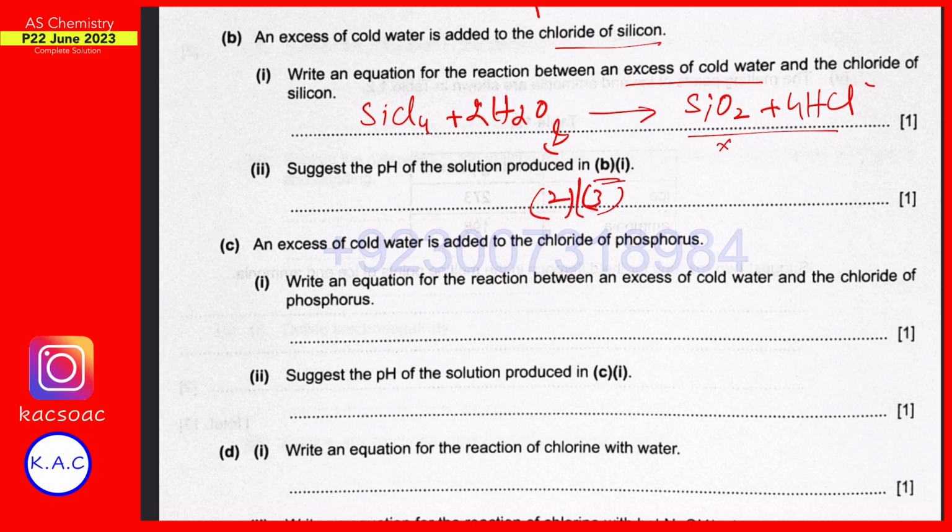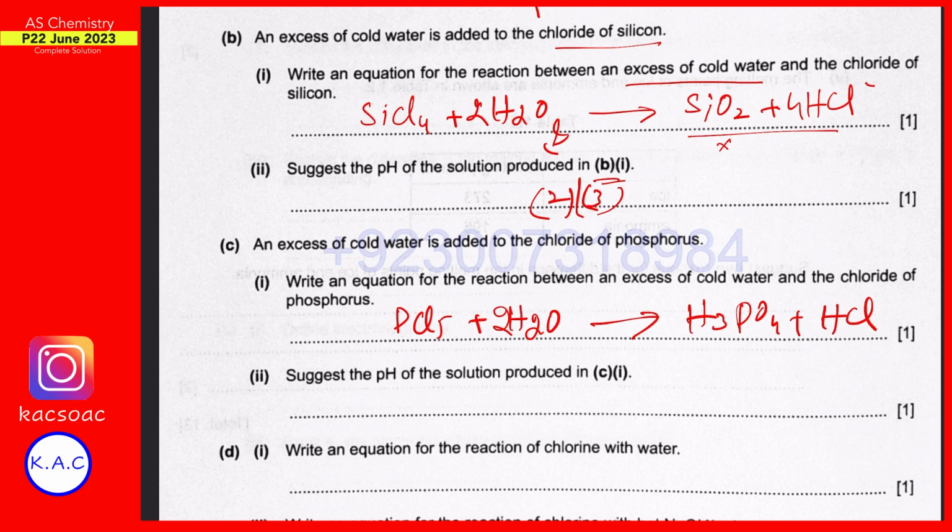An excess of cold water is added to the chloride of phosphorus. Write an equation for the reaction between the excess of cold water and the chloride of phosphorus. For the chloride of phosphorus, there are two chlorides, PCl3 and PCl5. PCl5 plus H2O goes to H3PO4 plus HCl.